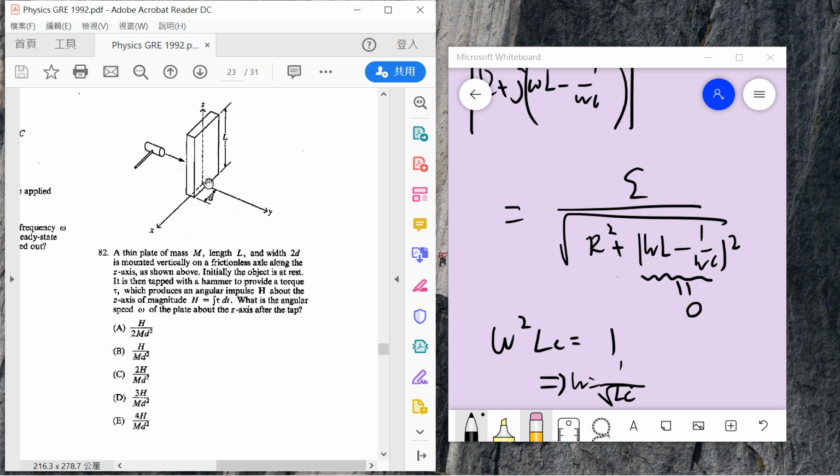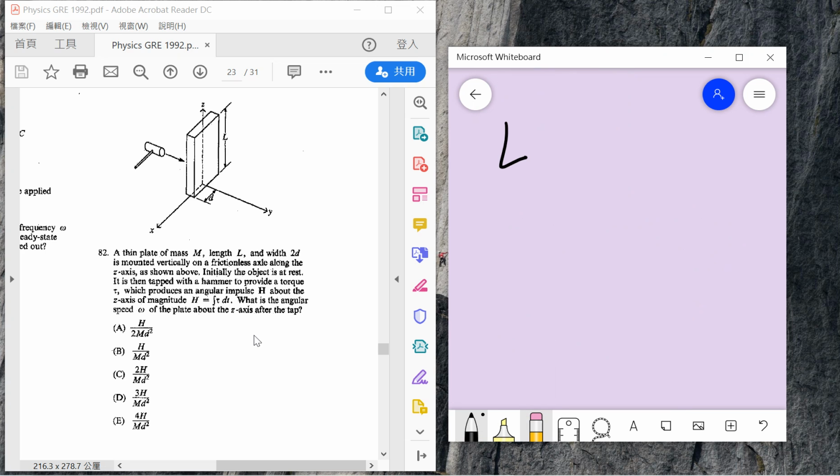And initially the object is at rest, it is tapped with a hammer which will provide a torque. And it has impulse H about the z-axis, with H equal to the integral of tau dt, and what is the angular speed? Remember, what is the angular momentum related to the moment of inertia, which is L equals I omega, right? So now the key is what is I? What is I? The key factor is we need to know what is I.